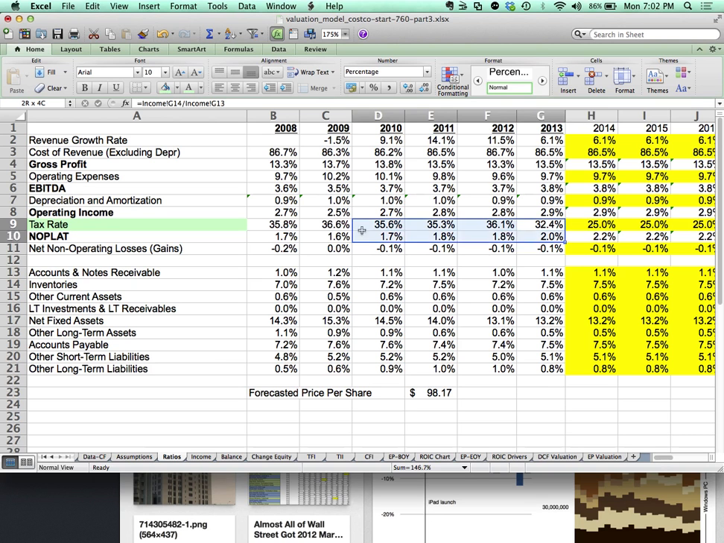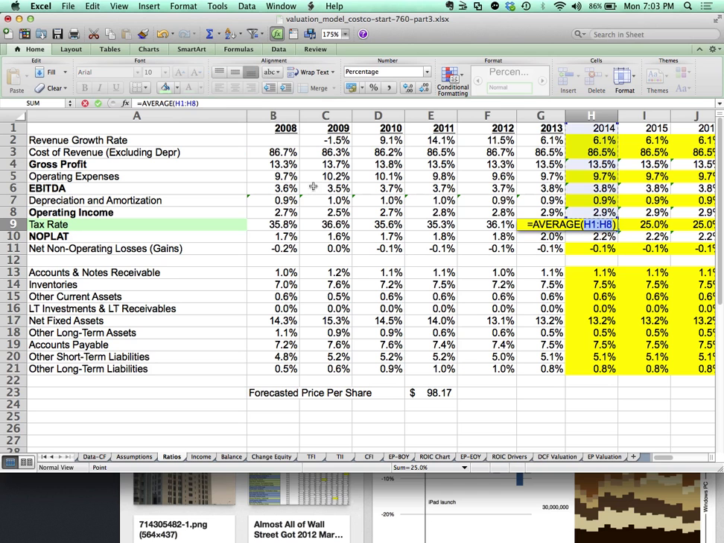Well, here's the advantage of the historical ratios. I have 6 years of historical tax rates: 35.8, 36.6, 35.6, 35.3, 36.1, 32.4. So here's what I'm going to do. I'm going to take an average tax rate for the last 6 years, which works out to be 35.3%. And I'm going to say that that seems to me a reasonable tax rate for Costco to be paying on a go-forward basis.